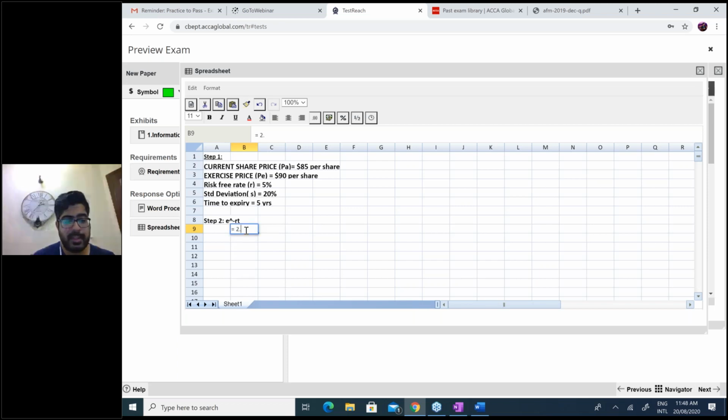is 2.7183. Okay, power minus R directly. So R is 5%. T is 5 years. Okay, 0.7787.